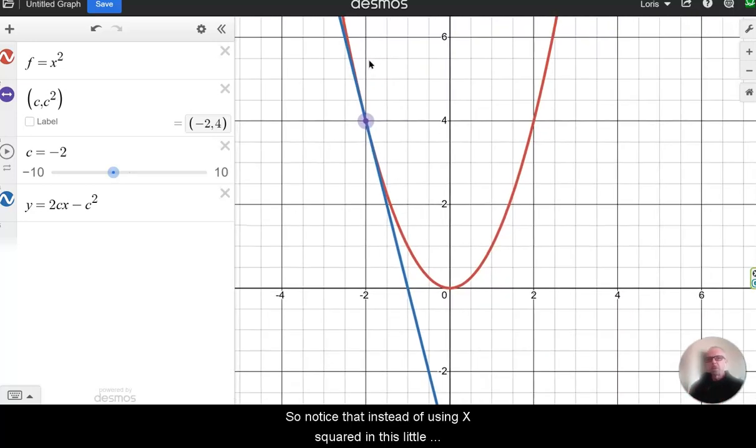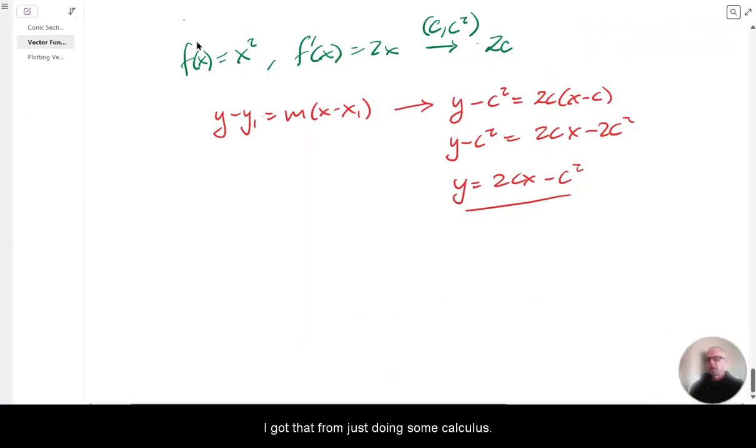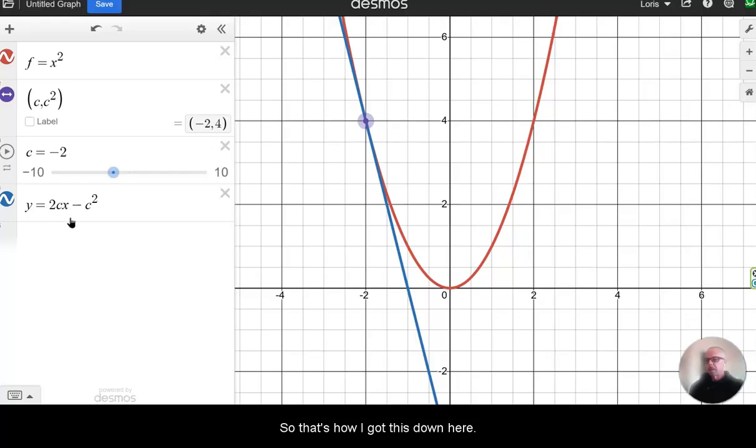So notice that instead of using x squared in this little interval here, we can arguably use the tangent line approximation to it instead. I got that from just doing some calculus. I have f of x is x squared, took the derivative, got 2x. I plug my point c squared into the derivative. This gives me the slope that I'm going to put here. I use my point slope formula, y minus c squared equals 2c times x minus c. I did the math and I got y equals 2cx minus c squared. So that's how I got this down here.